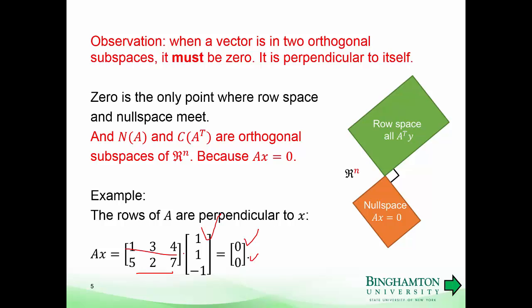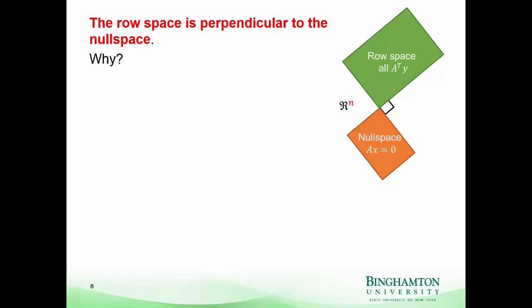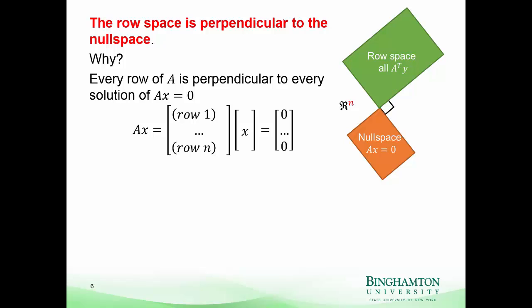So we see an illustration here that this idea seems to be true. Let's see a little more clearly and more generally why this row space is perpendicular to the null space. If we think about this, we just argued that every row of A is perpendicular to every solution of Ax equal to 0. So if x is any vector in the null space, we know that Ax is equal to 0. And so what that means is it must be orthogonal to every one of those rows. And those rows span the row space.